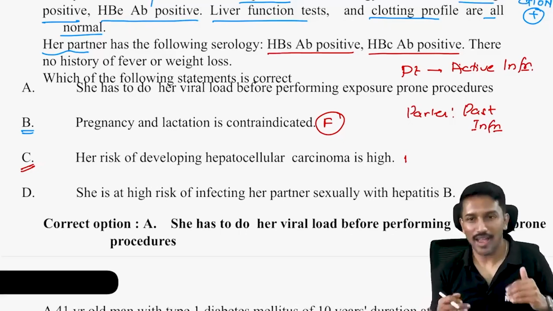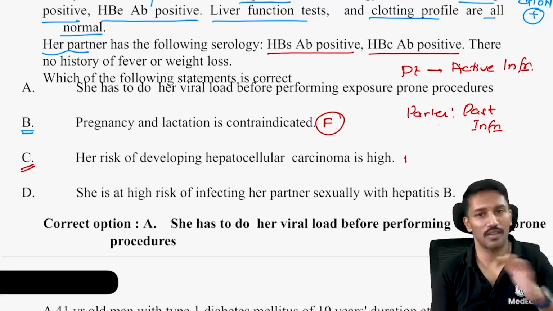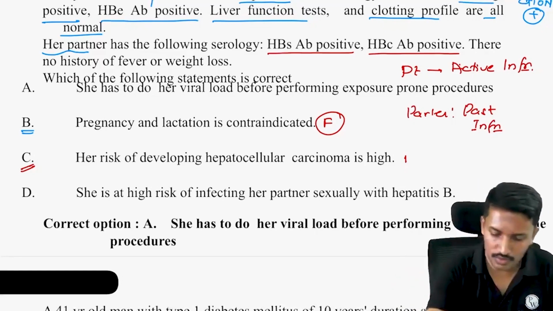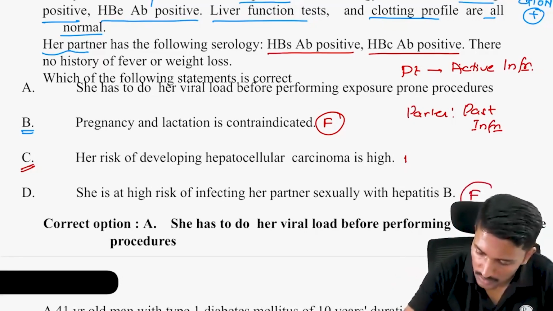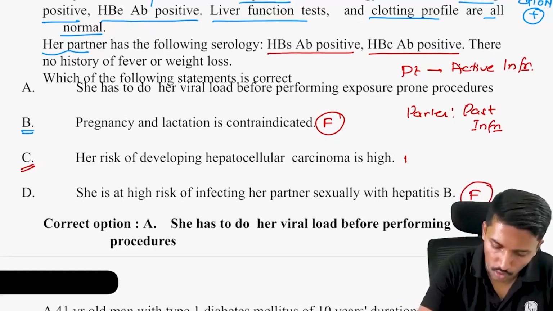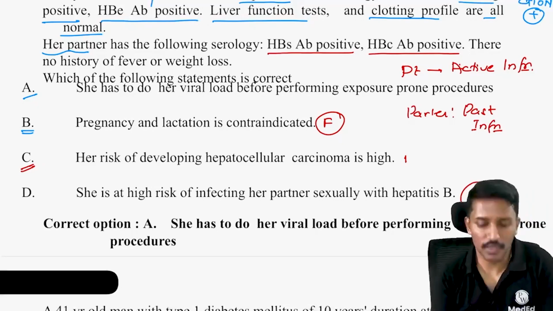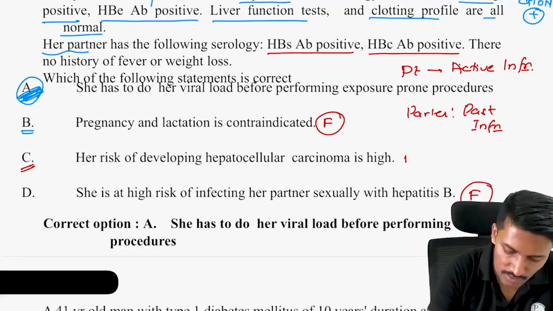partner acquiring infection from her is unlikely, right? He has probably acquired infection from her, or he may be the reason she got infected, but he is now recovered and immune. So this is clearly a false statement. Now I have to make a choice between option A and option C. Okay, I'm going ahead with option A. I'll tell you why this becomes my correct answer.